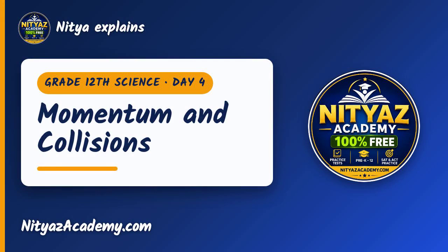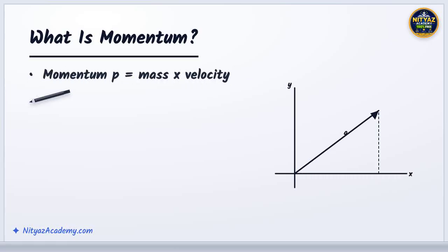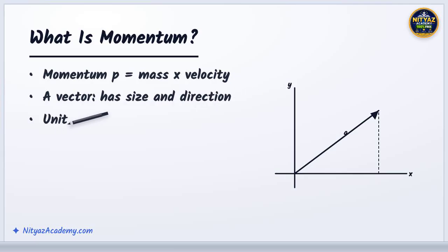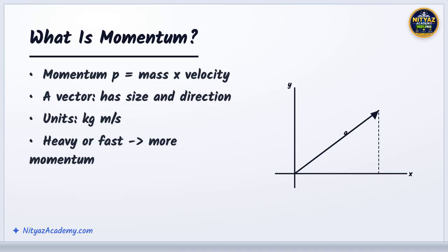Let's learn momentum and collisions together, step by step. Momentum measures how much motion an object carries. It equals mass times velocity, so a heavy truck and a fast bullet can both have large momentum. Because velocity has direction, momentum is a vector pointing the way the object moves. Its units are kilogram meters per second. The more mass or speed an object has, the harder it is to stop.